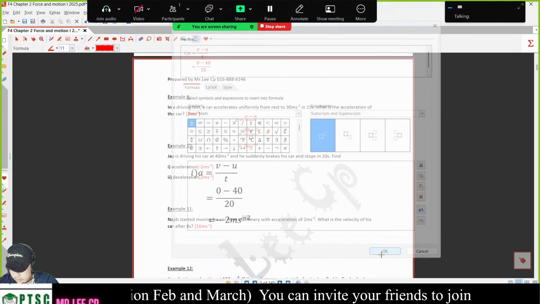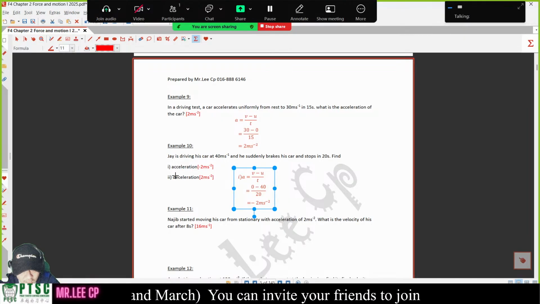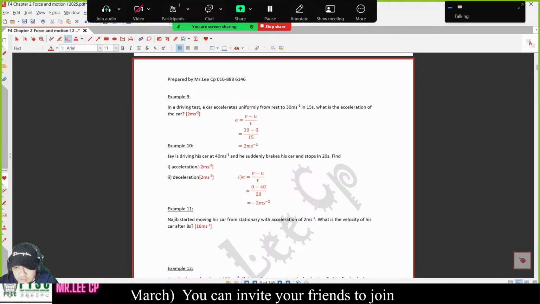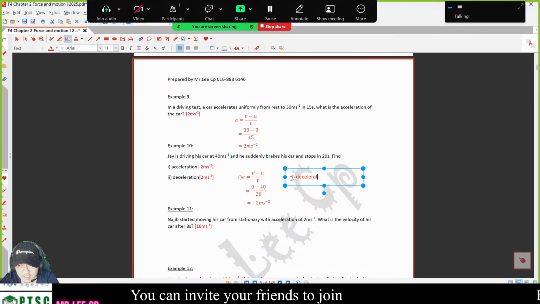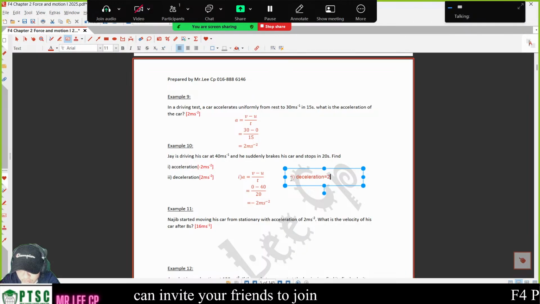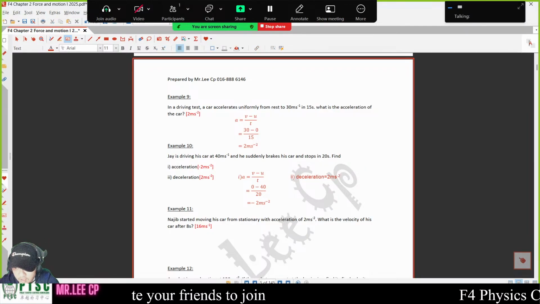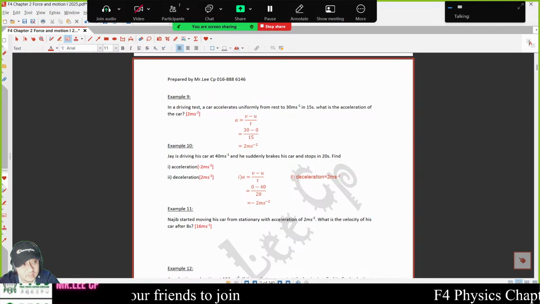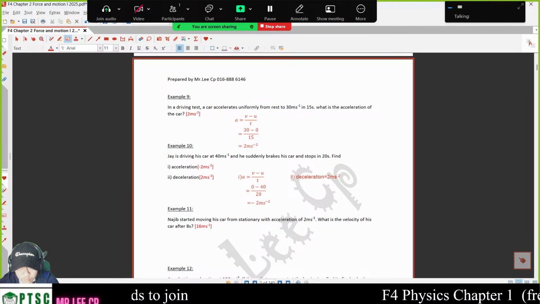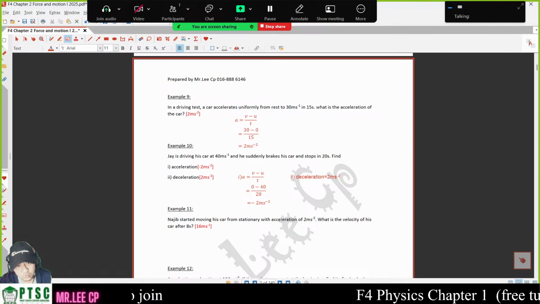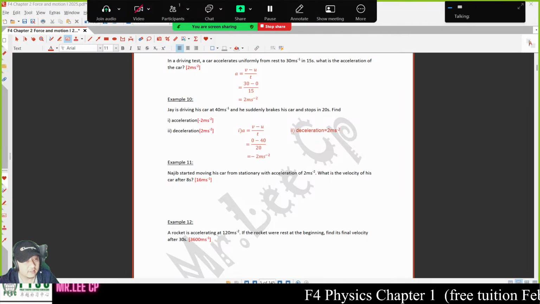Okay. So how much is the acceleration? Negative 2. So if I ask you how much is the deceleration, you no need to redo, alright? You just tell me deceleration is 2. That's all. So how much is the acceleration? Negative 2. Negative 2 means you're slowing down. Okay? Is that okay for you?